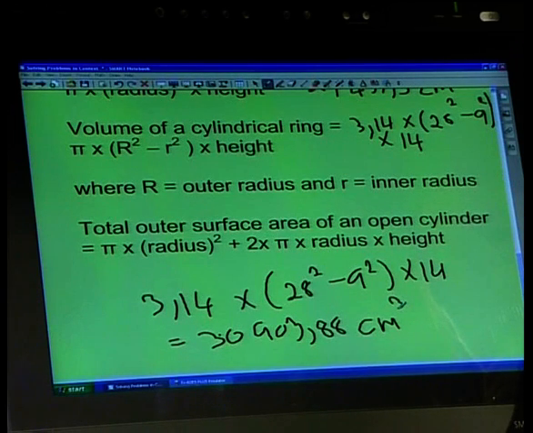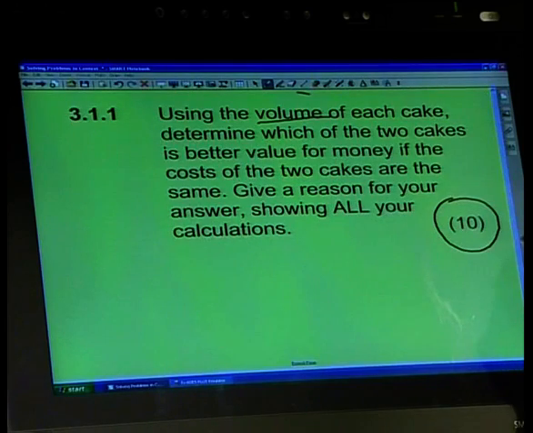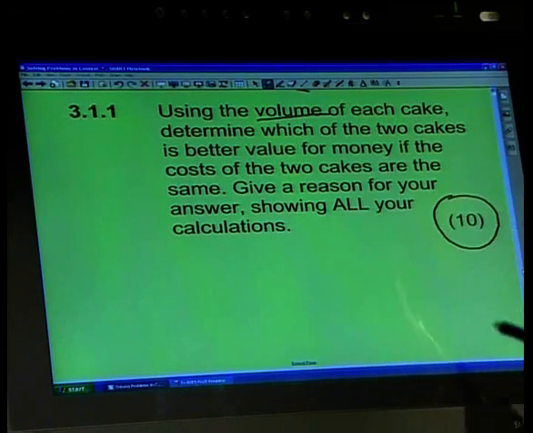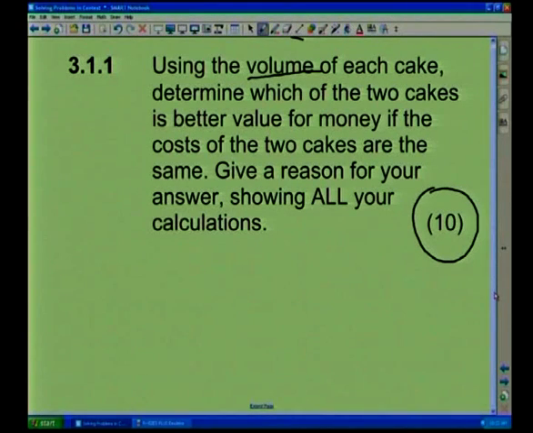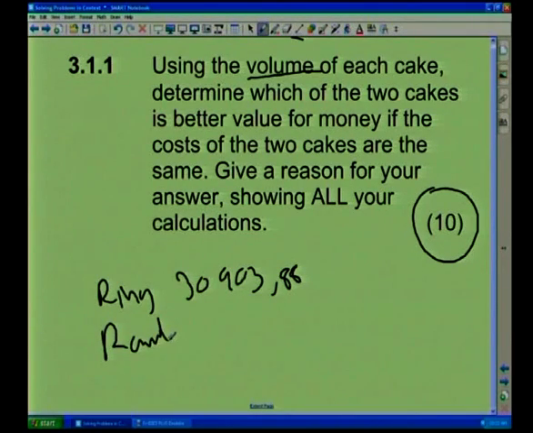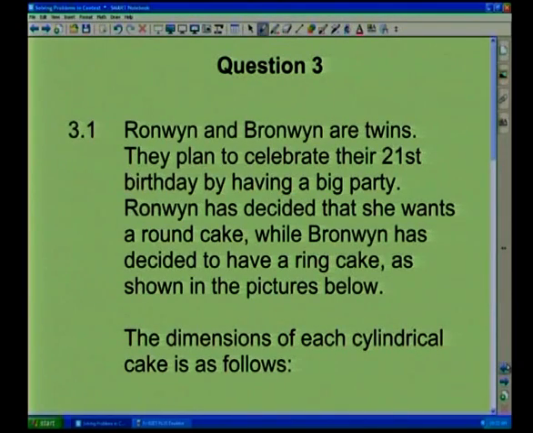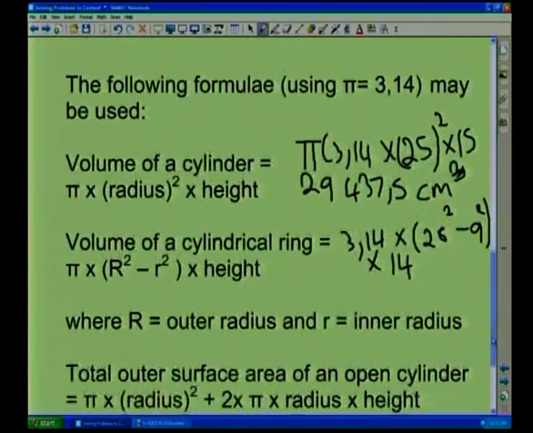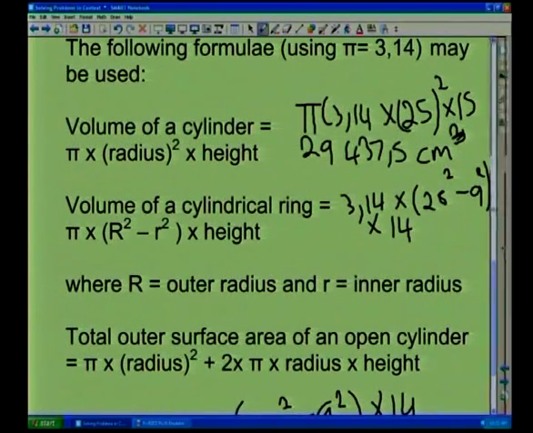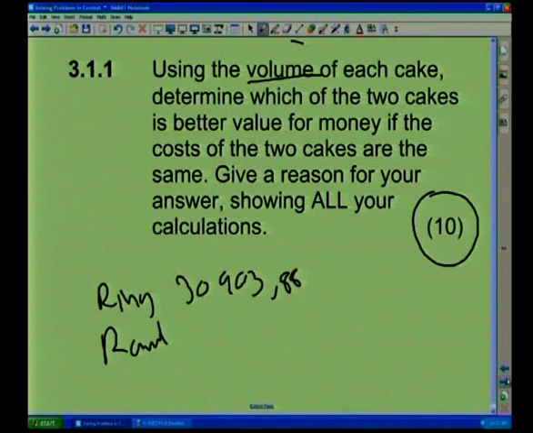So going back to our question now, we can go and start answering it. We needed the volume. We said that the ring cake was 30,903.88. If we go back to the round cake, that one was 29,000 and something. Let's just quickly make sure of that figure. 29,437.5, and just to put in our units.